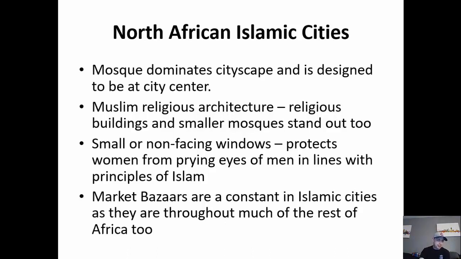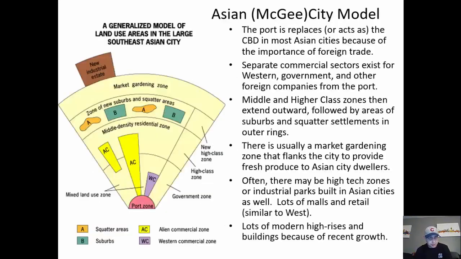And again, you're going to have market bazaars in Islamic cities as well. I hate to use this stereotype, but a little bit like the movie Aladdin. Remember where there's that market where goods can be bought and sold. All right, finally, the Asian city model.